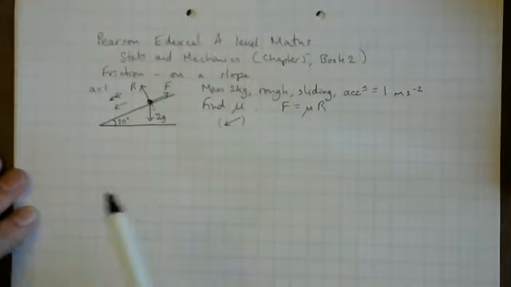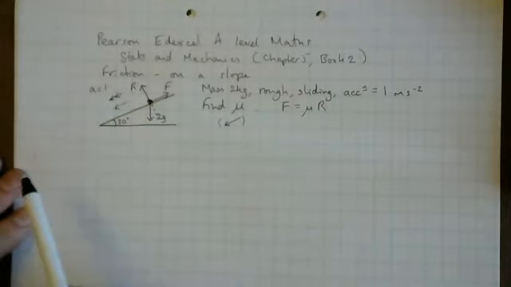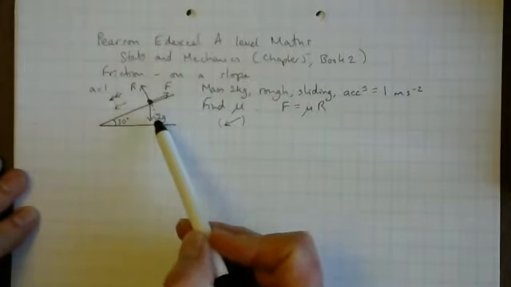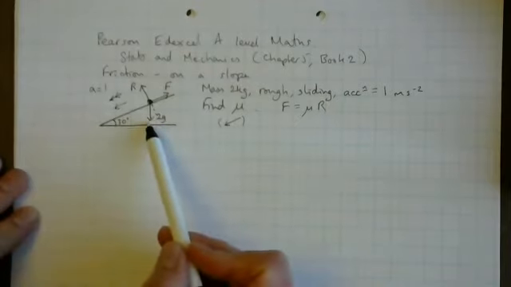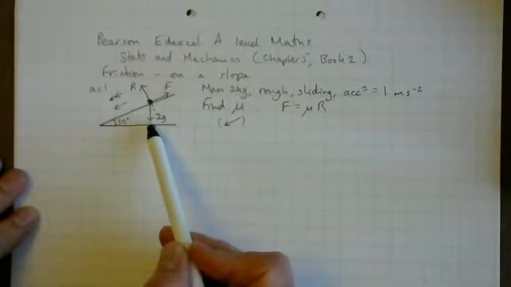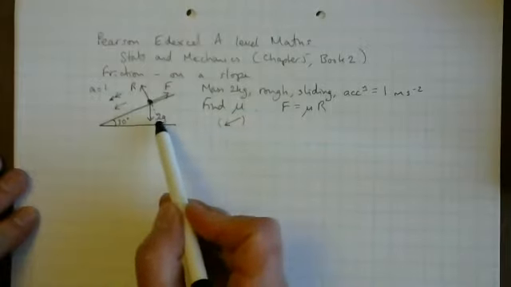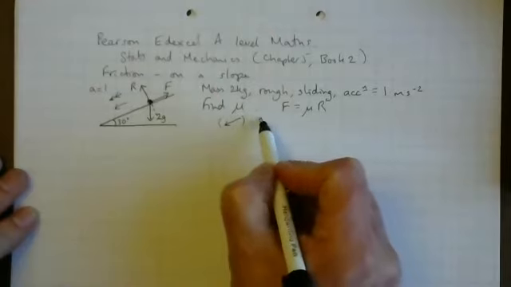2g acts in two directions. Some of it acts this way, and some of it acts this way. If you draw it approximately correctly, you can see that most of it acts in this direction, and a small part of it acts in this direction. And the part that acts in this direction can be worked out by saying, well, am I looking at the opposite side or the adjacent side? That one there, 30 degrees, that's the adjacent, that's the opposite. So it's the opposite.